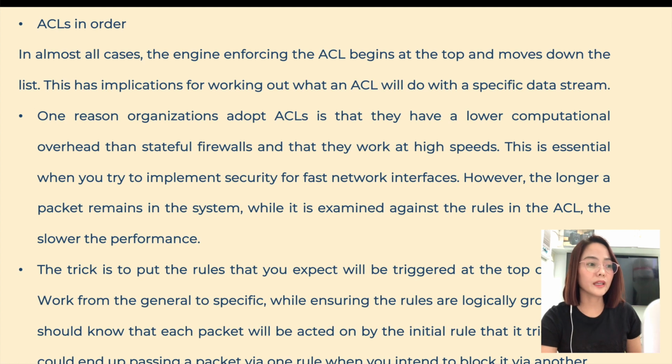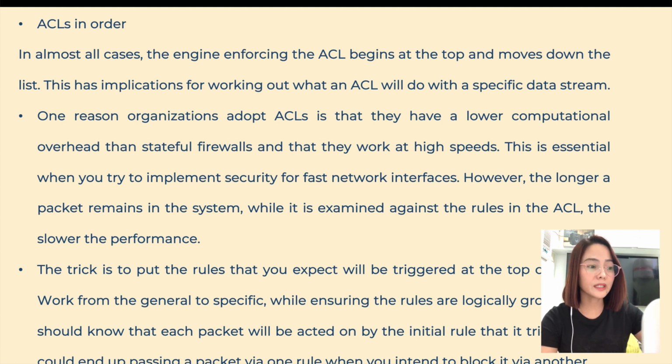ACLs in order. In almost all cases, the engine enforcing the ACL begins at the top and moves down the list. This has implications for working out what an ACL will do with a specific data stream. One reason organizations adopt ACLs is that they have a lower computational overhead than stateful firewalls and that they work at high speeds. This is essential when you try to implement security for fast network interfaces.